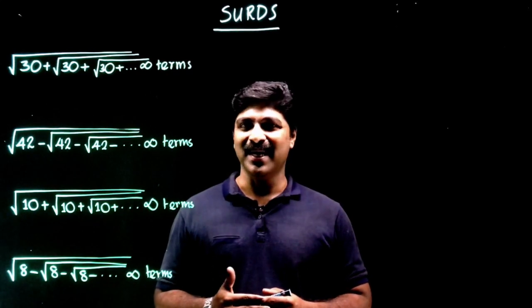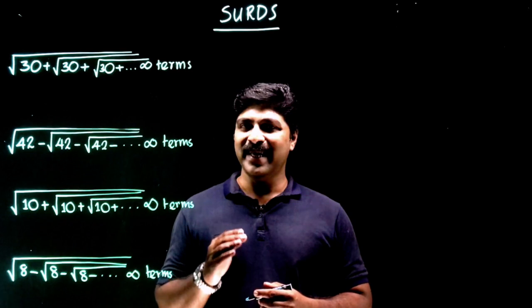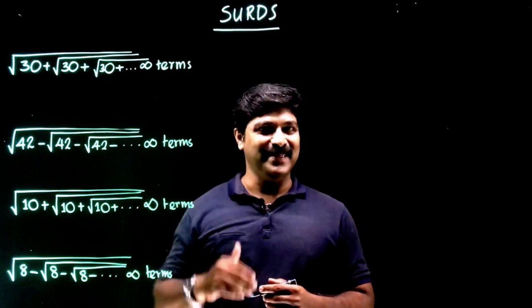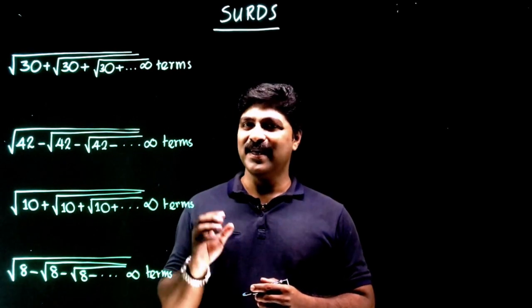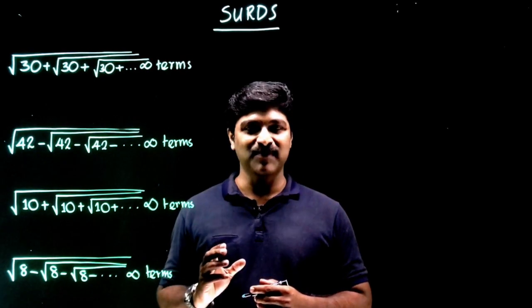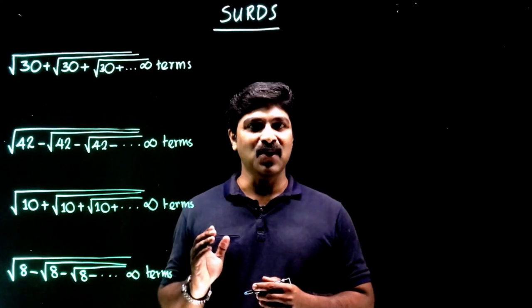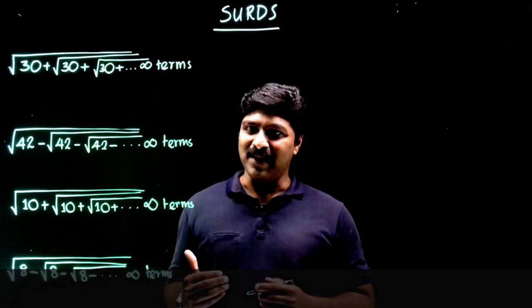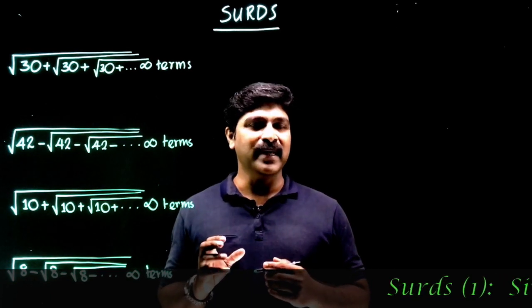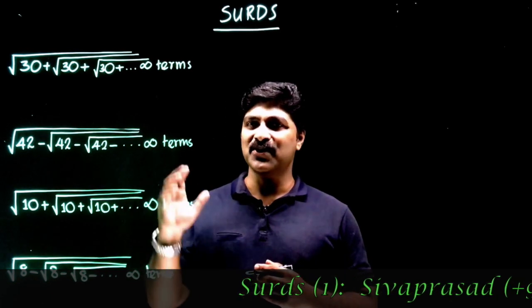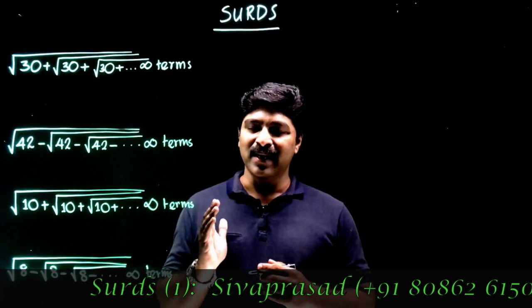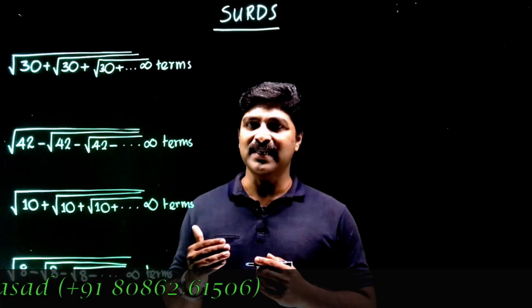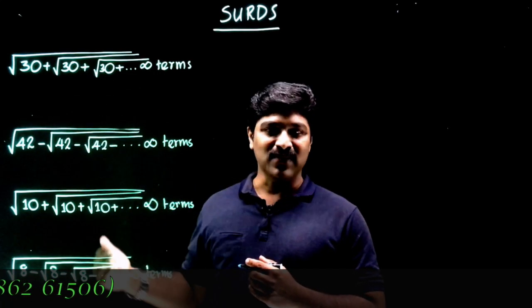In this session, I'm going to discuss a very important type of question from the topic Surds. Surds are basically irrational numbers expressed in the form a plus root b or a minus root b. That's enough. We don't want to go into that much detail on the concepts related to Surds. Instead, in almost all aptitude exams, you face this kind of question.